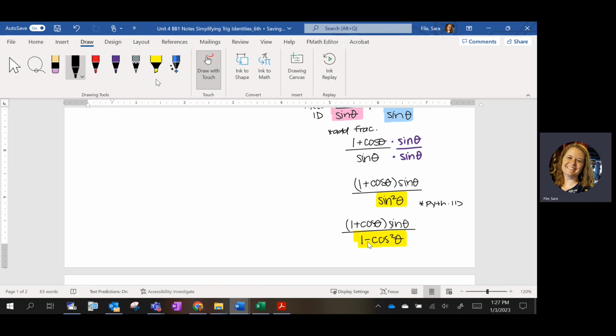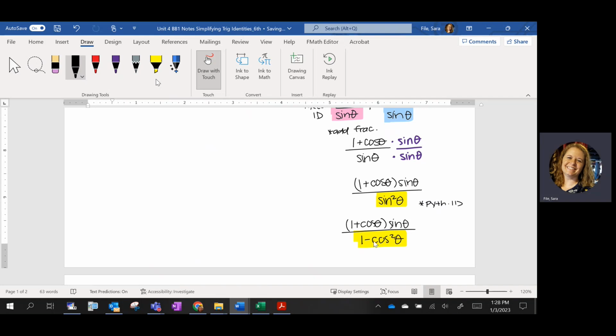Is it a sum, difference, product, or quotient? If this is a minus here, what do we call this? How's that? You're on the right track, Cody. Is this a sum or a difference? Difference of squares, because 1 is a perfect square and cosine squared is a perfect square, right?